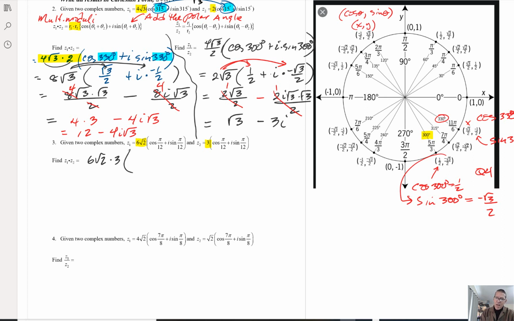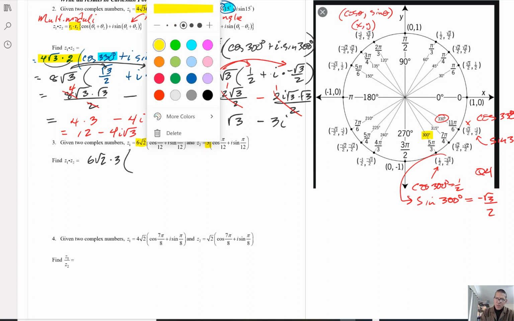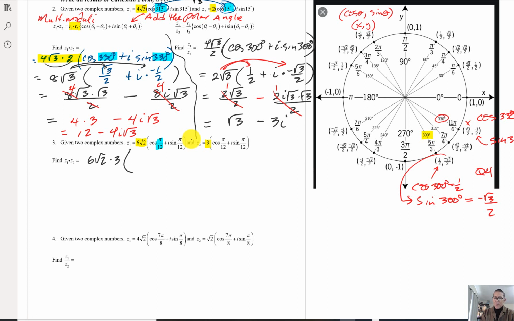All right. Now you're going to add the polar angles. What are the polar angles, or the arguments? However you want to say it. They're polar angles or arguments, one of the two. The first one's pi 12ths and the second one's pi 12ths. And you want to add those, because we're multiplying the complex numbers, not dividing.